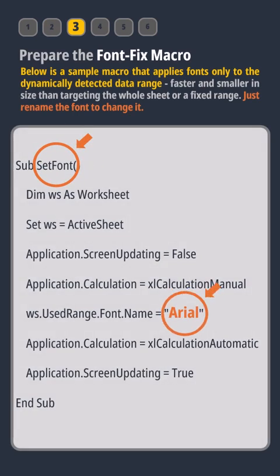Here's the macro we'll use. It only applies to the actual data on your sheet, using used range, so it runs faster than targeting the whole sheet. Want a different font? Just rename Arial to whatever you like. Don't worry about typing this out. The full code is in the description box below this video. Pause here and copy it from there.